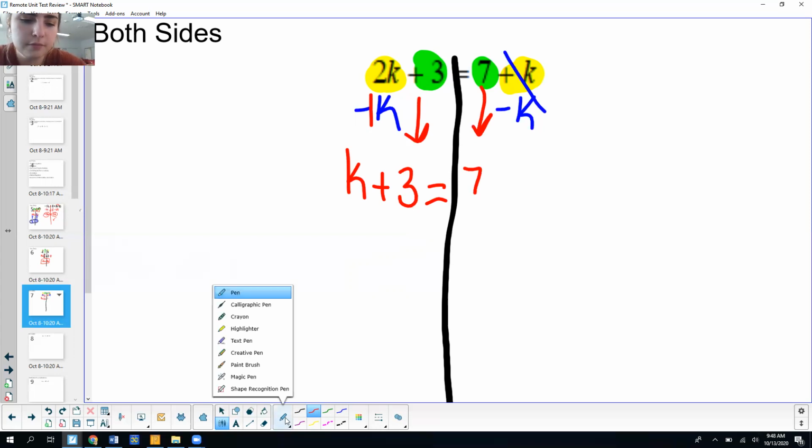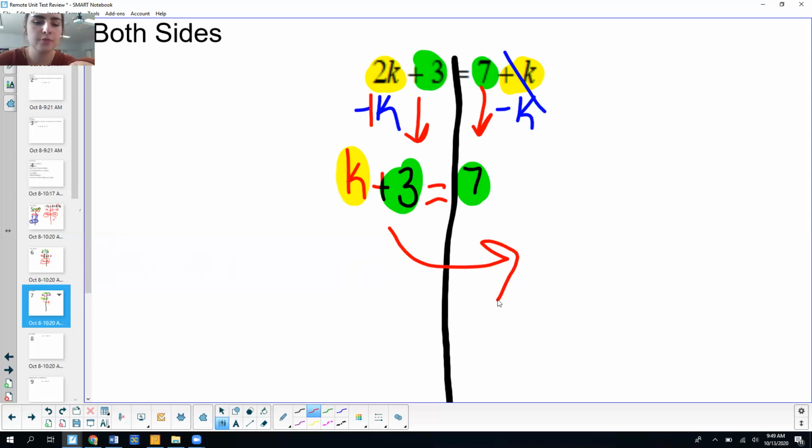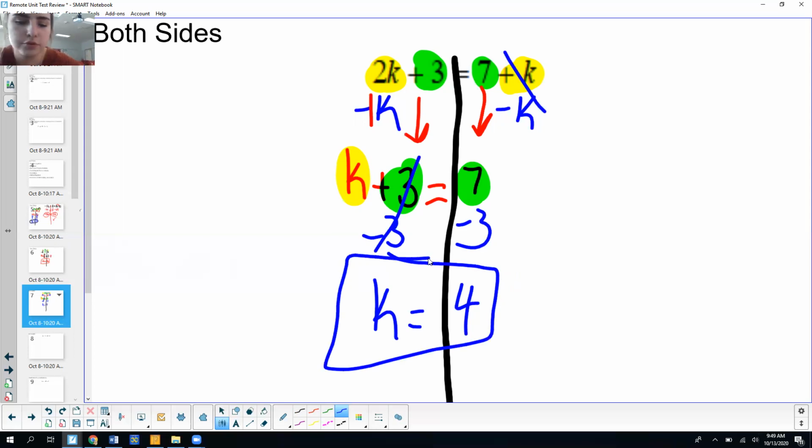Finally, just to make sure that this is very clear, I've got my variable on the left, and I've got my constants on either side of the equal sign. I want to make sure that I can move that 3 over because I want that k by itself. I want all of my variables on one side, all of my constants on the other. So I'm going to move that positive 3, and I can move a positive term by subtracting it. So I'm going to subtract 3 from both sides. K equals 7 minus 3. That gives me 4. K equals 4.